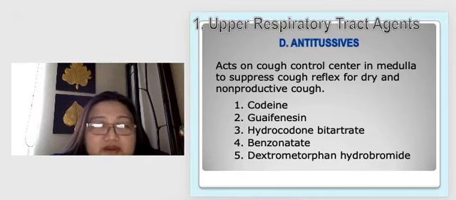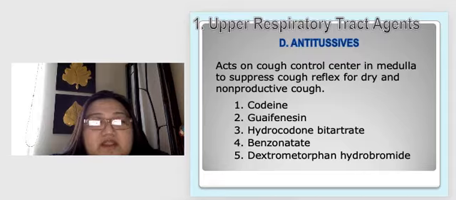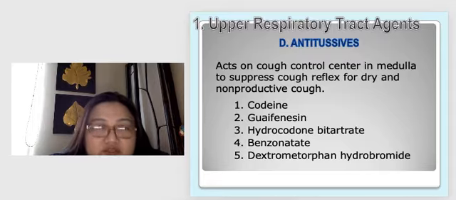Guaifenesin, on the other hand, is an antitussive, but at the same time, it can also hydrate lung secretions. Therefore, will allow easy removal of secretion. Hydrocodone bitartrate is also an antitussive. Benzonatate is also an antitussive.